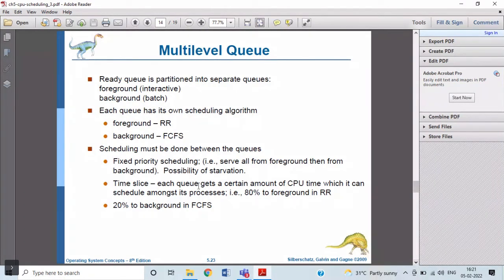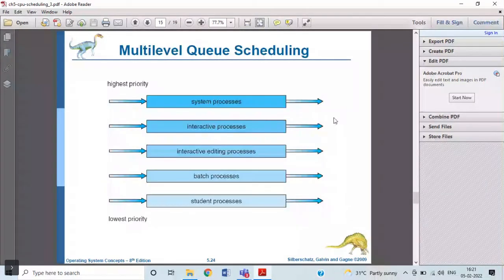Each queue gets a certain amount of CPU time which it can schedule among its processes. That is, 80% to foreground in the round robin and 20% to background. அதாவது இங்க இந்த multi-level queueல 80% of the CPU time will go to the highest priority foreground processes, and only 20% of the CPU time will be allocated to the background processes. Okay, so this is the concept here.